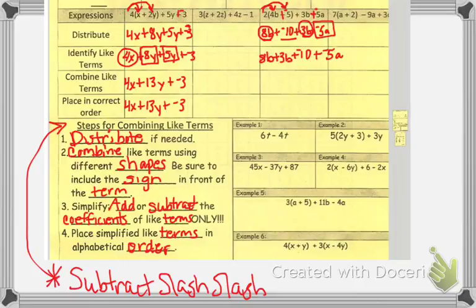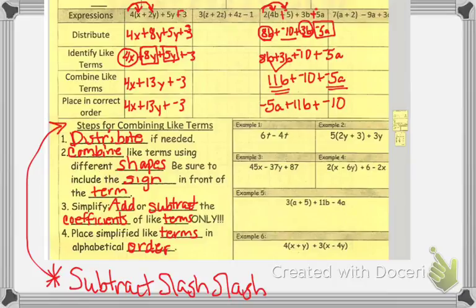Now I can combine my like terms. I have them next to each other. 8b plus 3b is 11b plus negative 10 plus negative 5a. Nothing else left to combine. And the last step says place your like terms in alphabetical order. So I'm going to start with the negative 5a, and then plus my 11b plus negative 10. And I have simplified the expression that we originally started with.